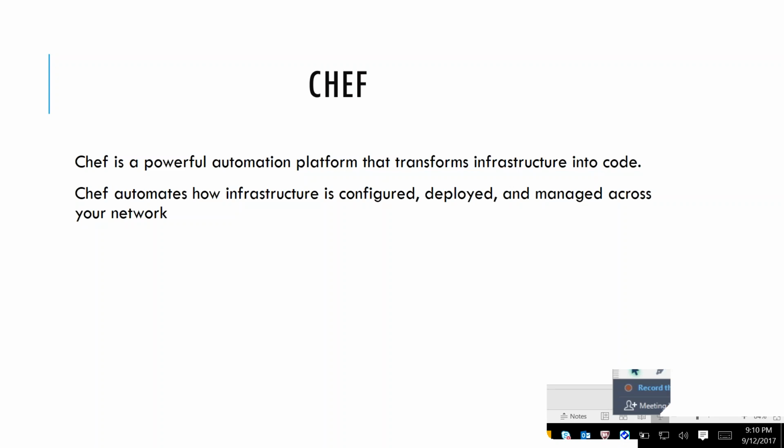Whatever infrastructure you want to make on that instance, they have made it code. We write it in Chef as cookbooks and execute that code on that particular instance, so that the infrastructure is automatically created. So Chef automates how infrastructure is configured, deployed, and managed across your entire network. By using Chef, we can manage all the code.